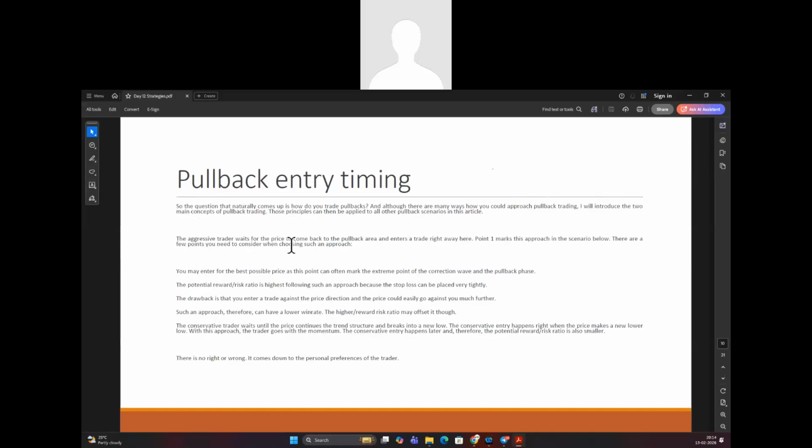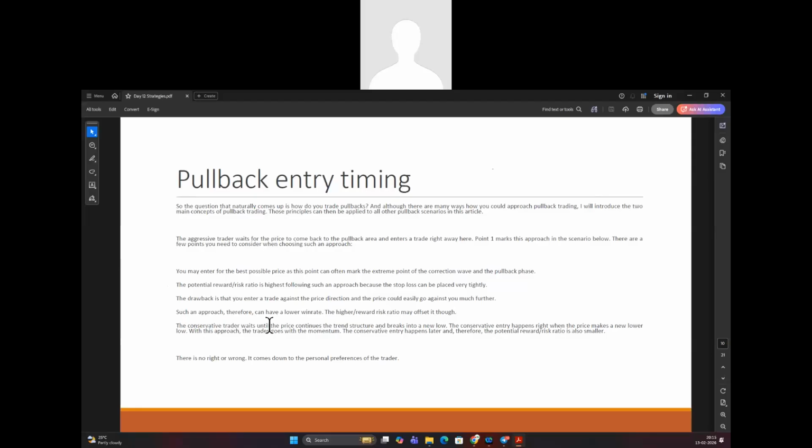There are a few points you need to consider when choosing such an approach. You may enter at the best possible price, as this point can often mark the extreme point of the correction wave and the pullback phase. The potential reward to risk ratio is highest following such an approach because the stop loss can be placed very tightly. The drawback is that you enter a trade against the price direction and the price could easily go against you much further. Such an approach, therefore, can have a lower win rate. The higher risk reward ratio may offset it though.